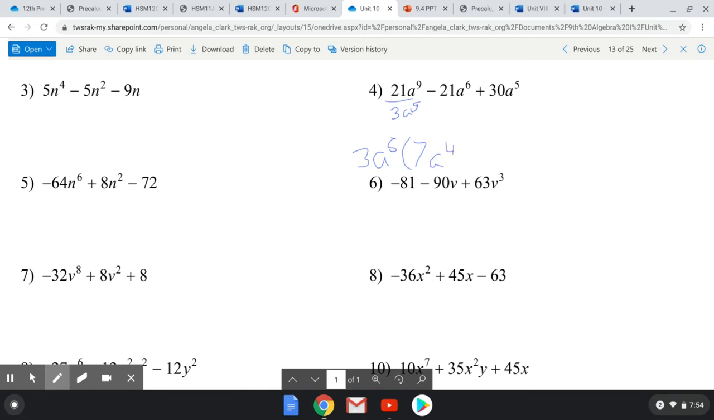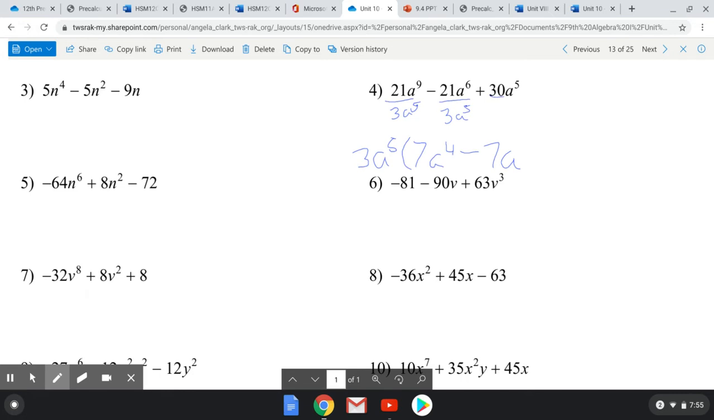And then we continue. We're going to do the same thing, just dividing by 3a to the 5th each time. So again, 21 divided by 3 is 7. This is being subtracted, so I need a minus here. So 7, and then a to the 6th divided by a to the 5th. Again, we're just subtracting those exponents, so that's just going to be a to the 1st. So I'm just going to not write the 1.